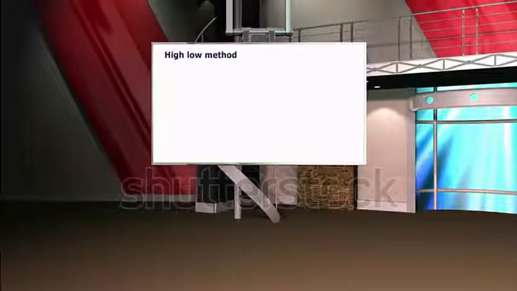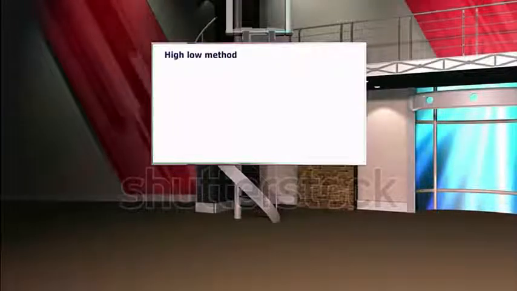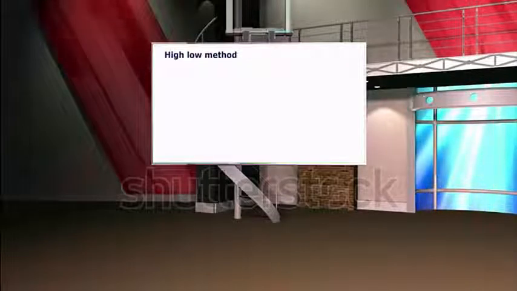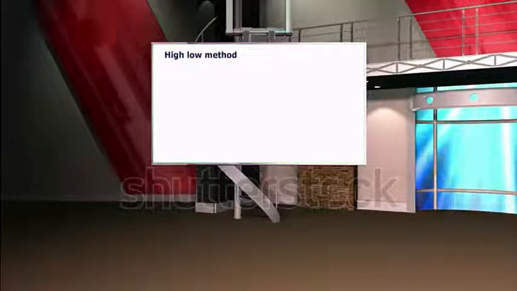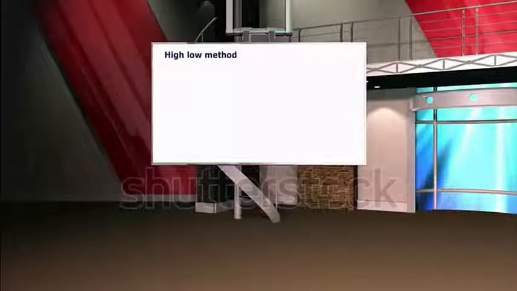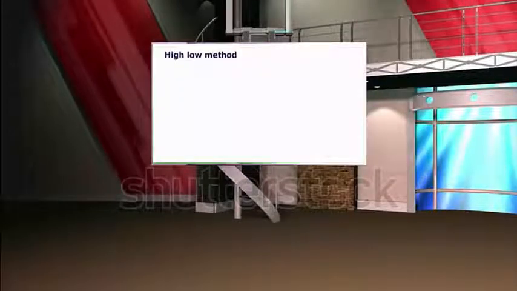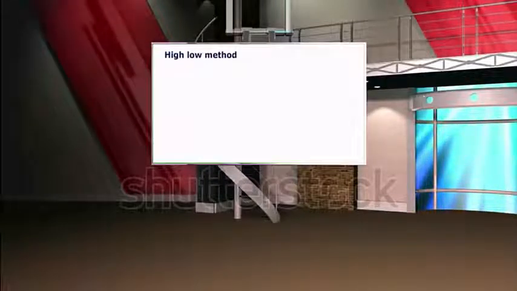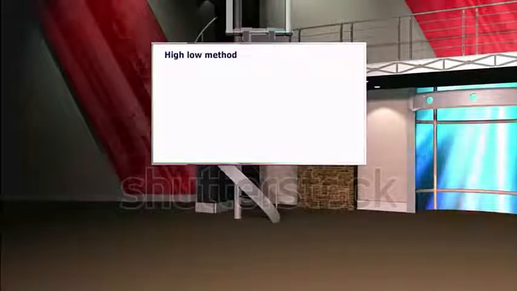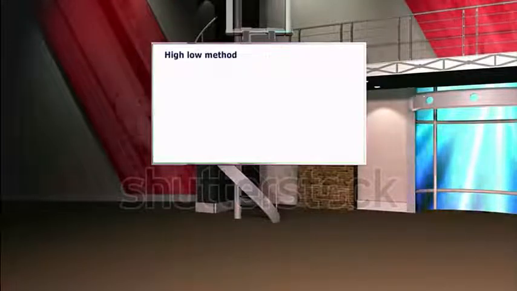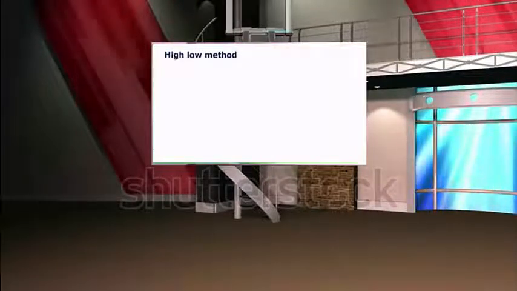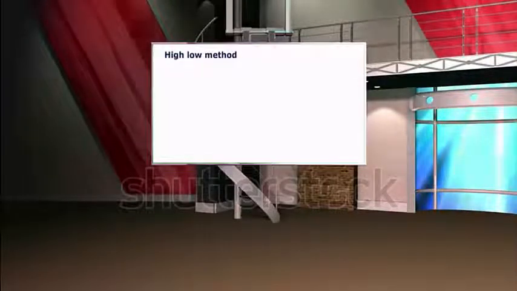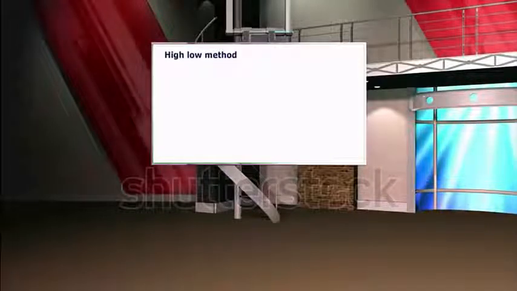In the last session, we looked at semi-variable costs, and we saw that semi-variable costs are costs which contain both a fixed and a variable element. And we said that total cost for a company is a semi-variable cost. Now, if we have a semi-variable cost, like total cost, what we want to do is establish what part of that cost is the fixed element and what part of it is the variable element.